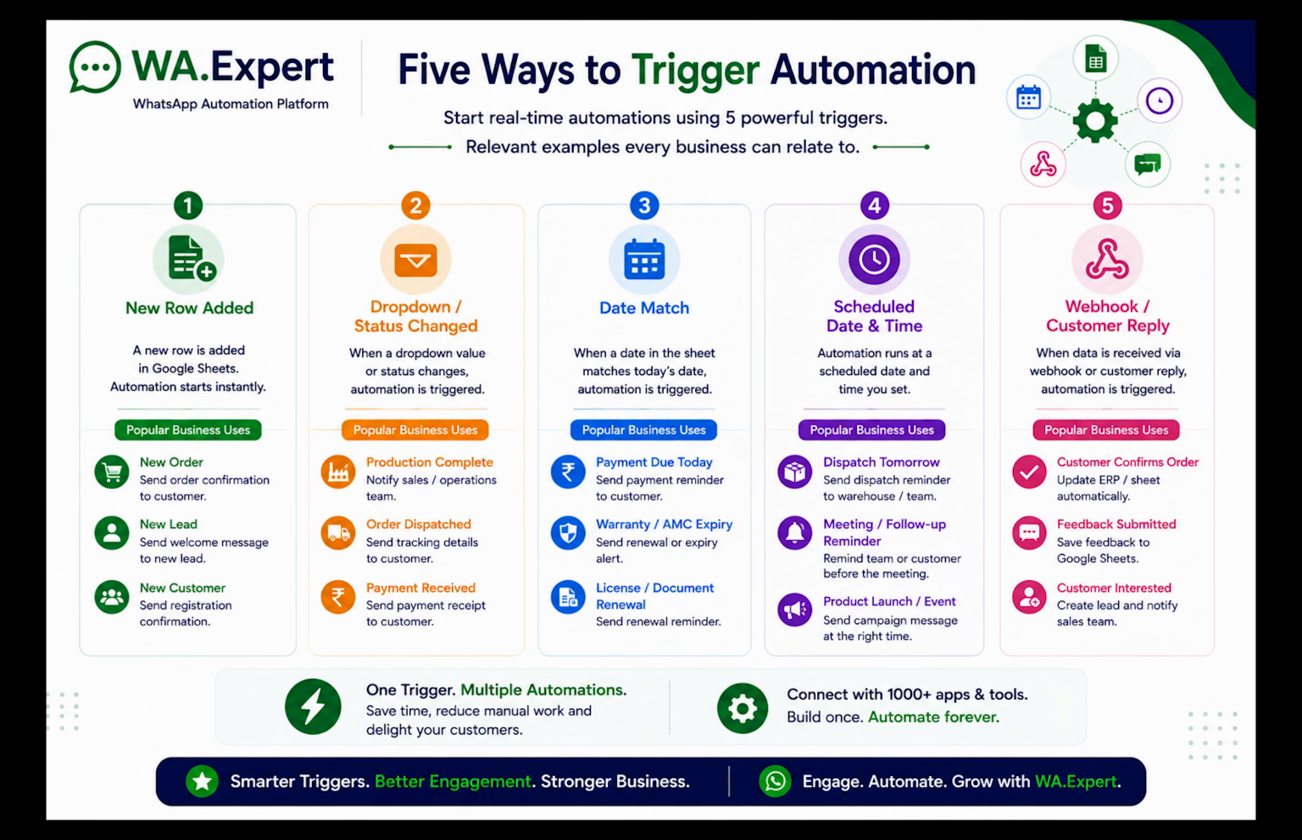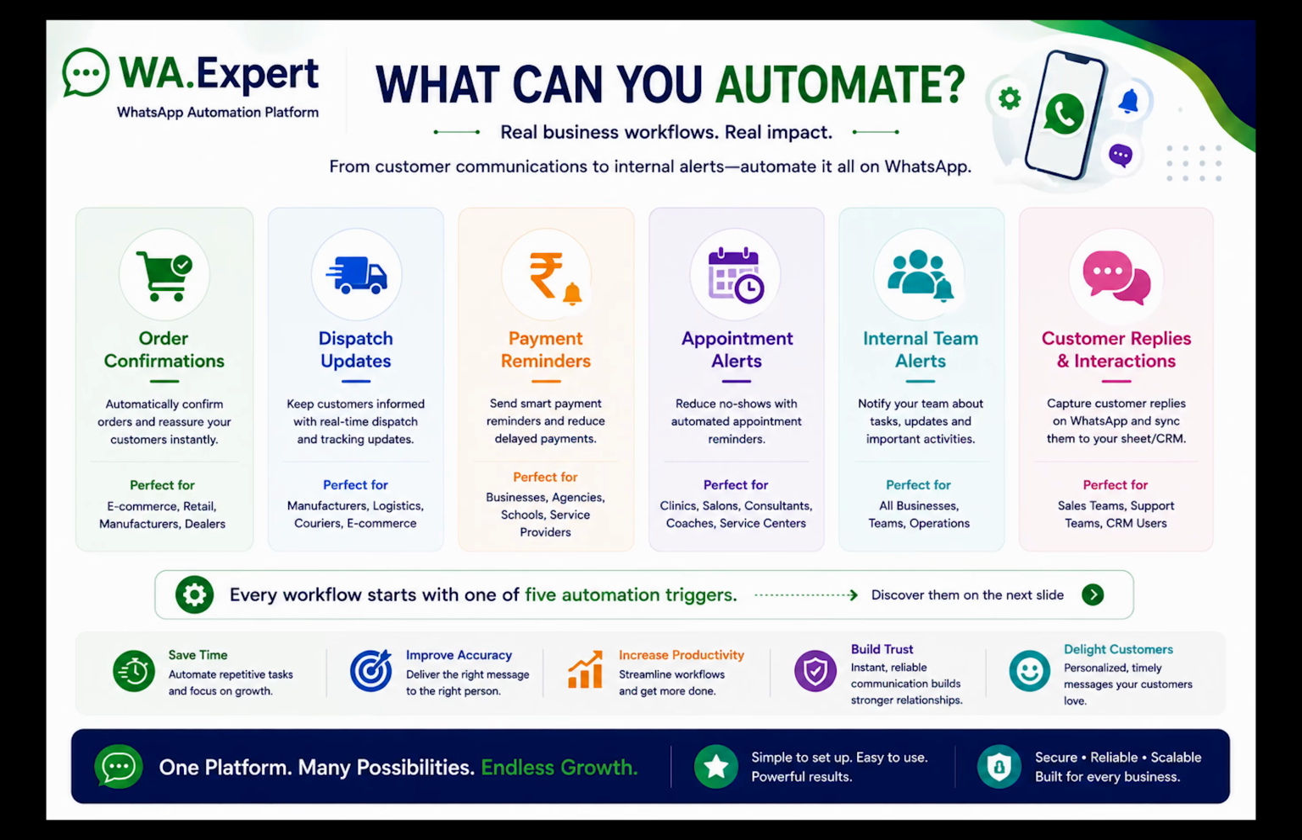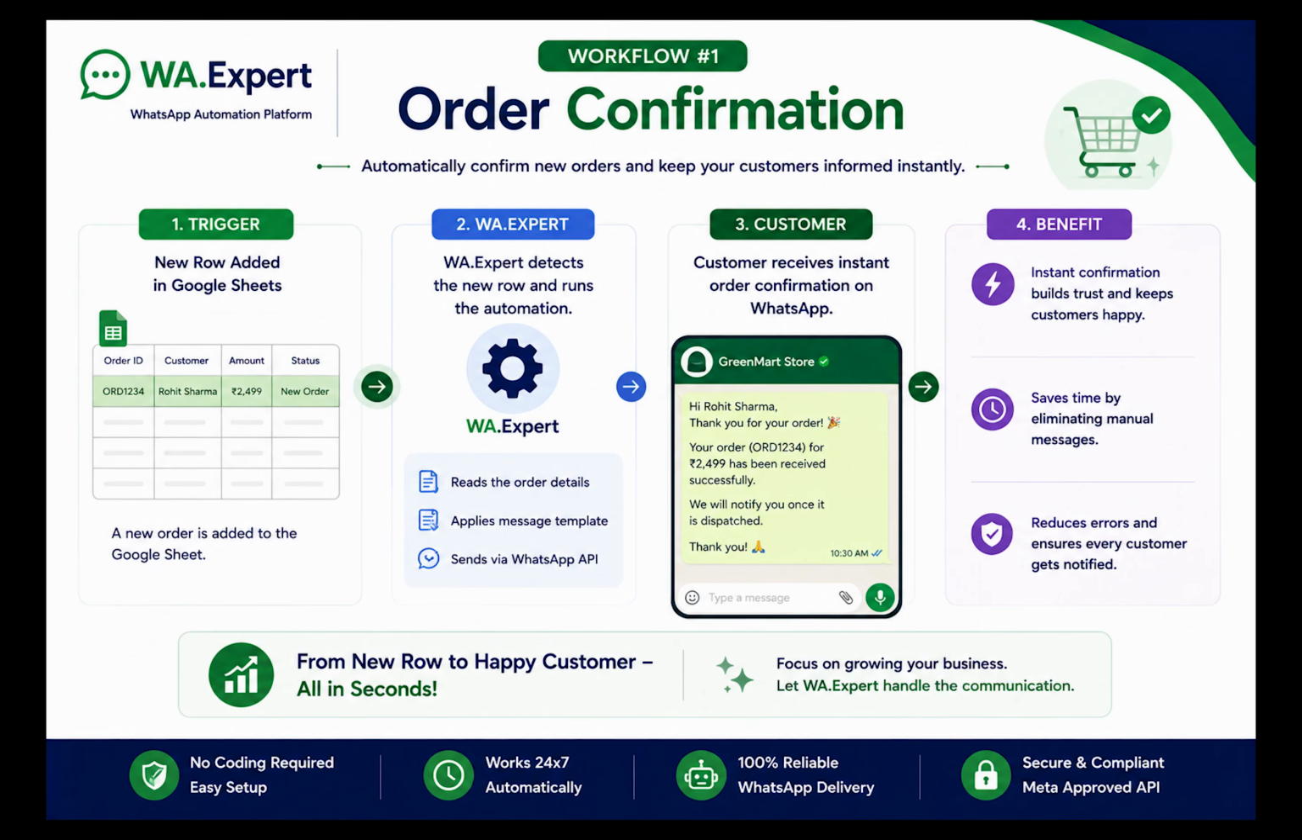So this is a beautifully done trigger based Google Sheet automations slide, both of these, and this is what we are going to show you today. The order confirmation, dispatch updates, payment reminders, appointment alerts, internal team alerts, and customer replies. It's going to be a very quick demo of how things are done. Now the first one is order confirmation. Order confirmation is whenever data is added to a sheet, you want a message to be sent out to your customer that, okay, fine, we have received the order.